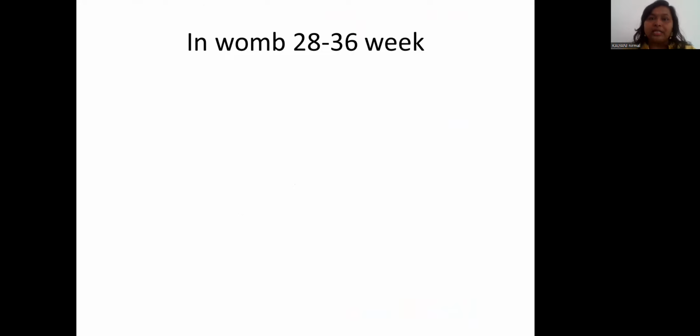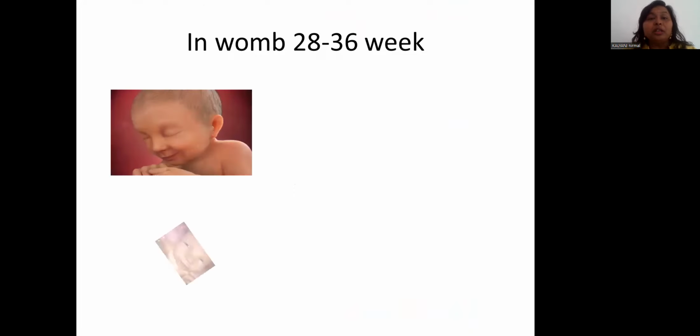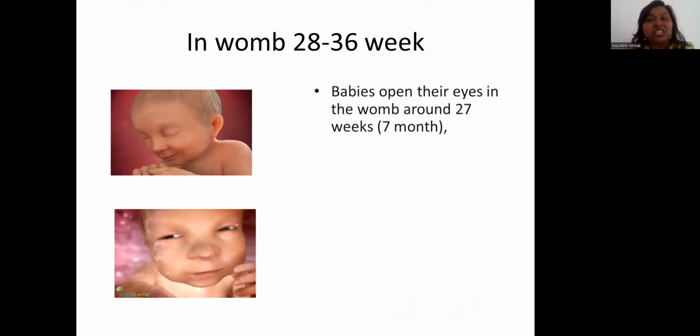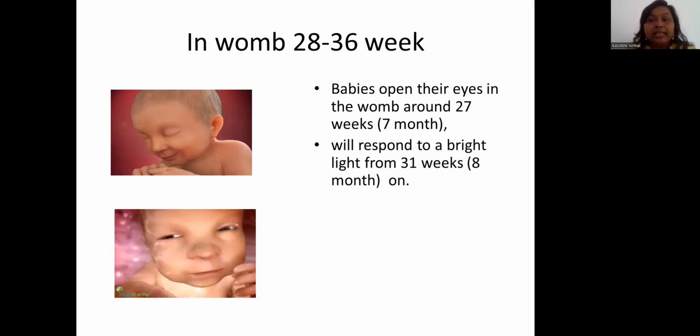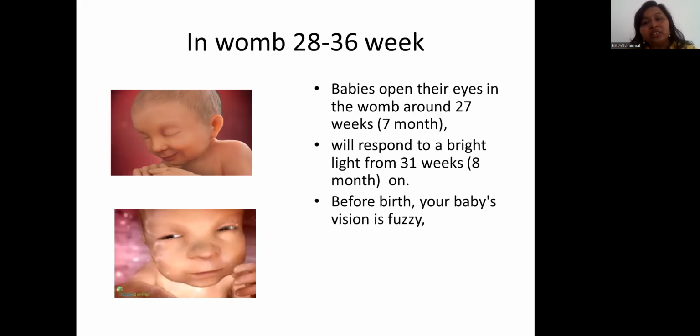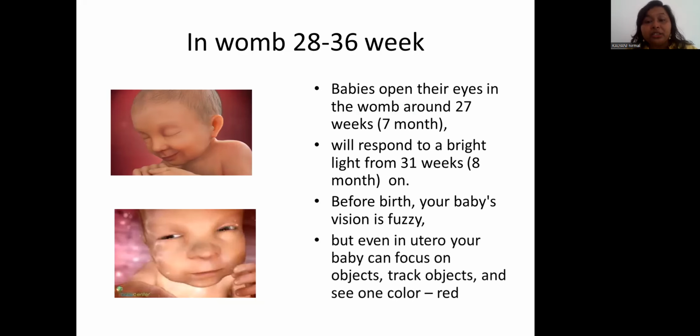Now in the womb, at 28 weeks onward, the baby will start opening their eyes, around 27 weeks, that is the 7th month. They'll respond to bright light from 30 weeks onward, that is the 8th month on. Before birth, your baby's vision is fuzzy. But even in utero, your baby can focus on objects, track objects, and see one color, that is red.